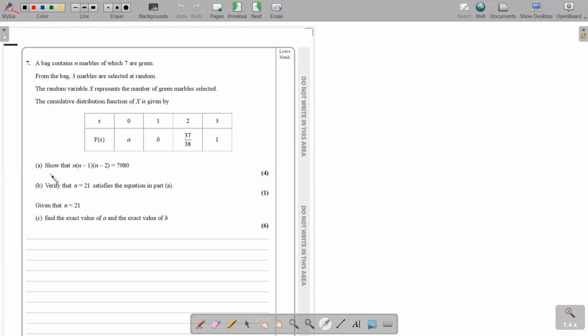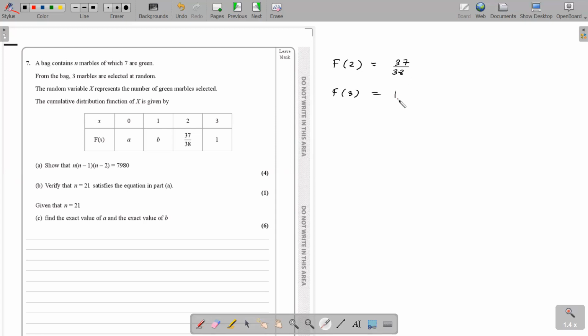How do we get this one? The first thing I notice is that with A and B, I can't do anything. However, they have given me the total probability until x equals 2, and the total probability until x equals 3. So basically, they have given me capital F2, all the probabilities until 2: 0, 1, and 2. The probability for F2 is 37 over 38. And they have given me F3, which is 1, the probabilities for 0, 1, 2, 3. So using these two, what can I find?